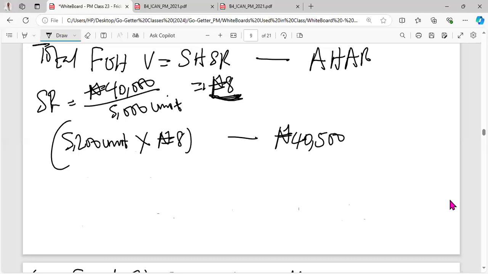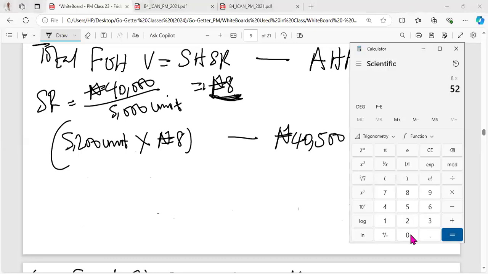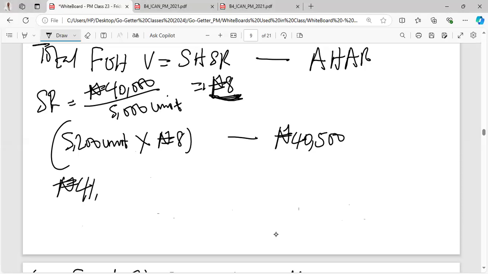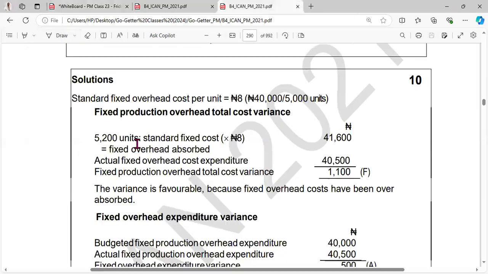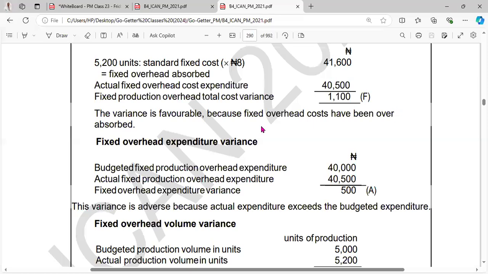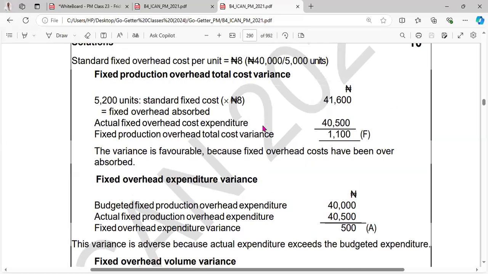8 naira multiplied by 5,200 gives us 41,600. 41,600 minus 40,500 should give you 1,100 favorable. I think that's what we got here. The favorable variance is because fixed overhead has been over absorbed. All right, now we got this.